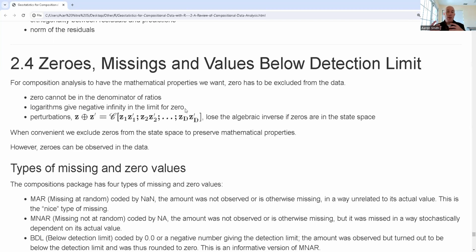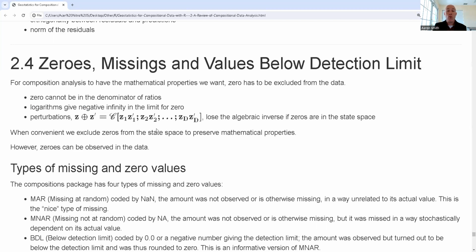Also, if we want to have a complete geometric framework from a previous video for algebraic geometry, we're going to be doing perturbations. So in regular old Euclidean geometry, I add vectors by adding them together. In this situation of compositional data, that won't make sense. Things won't work out. Things will break down from an algebra point of view.